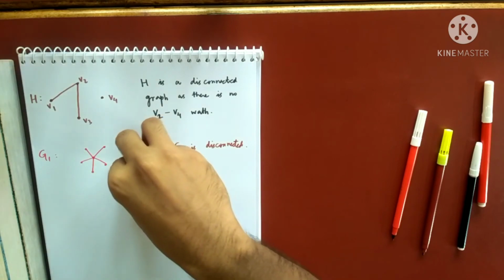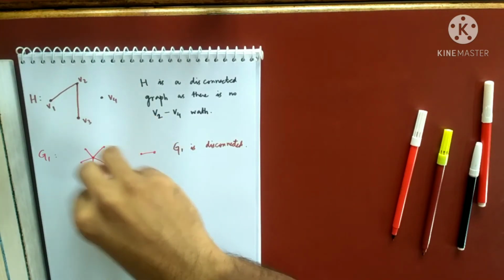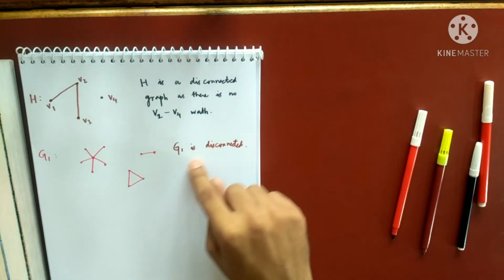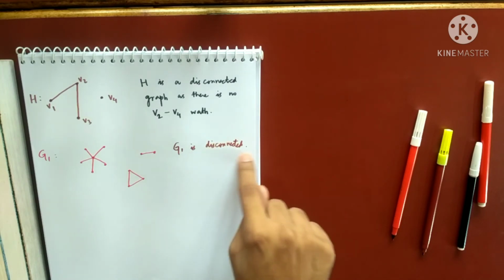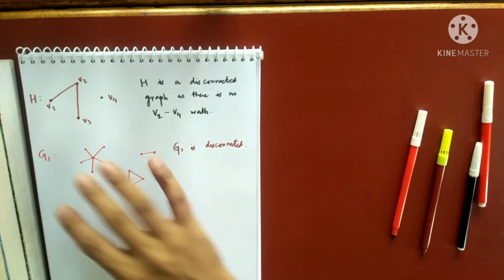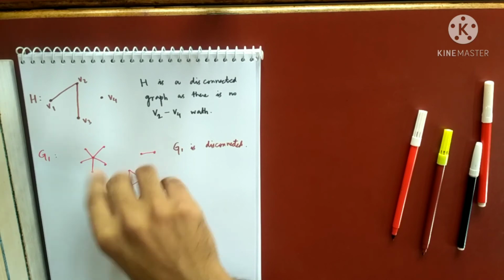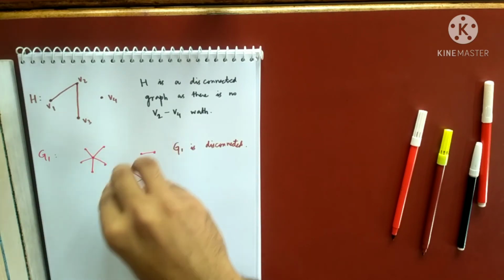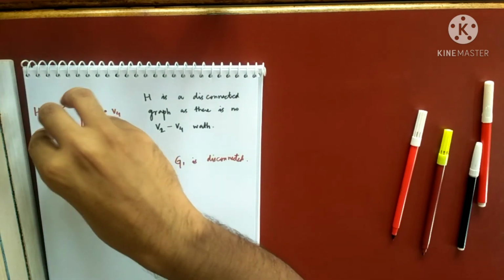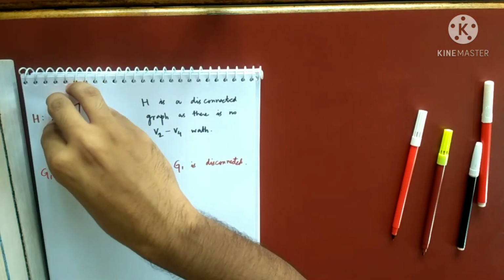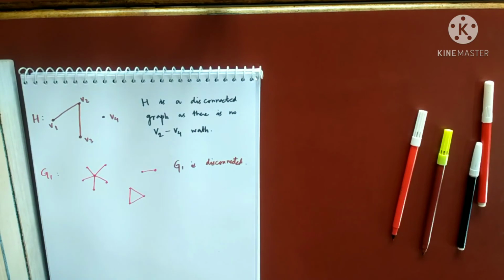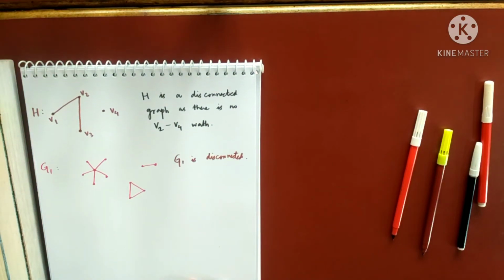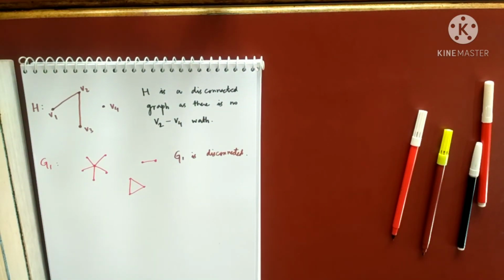These connected graphs are called components of G1. So whenever I have a disconnected graph, it can be broken down into small components. So what are the components of G1? This is a component, this is a component, this is a component. And similarly, what are the components of H? This is a component, this is a component. Understood my point, what I mean by components?